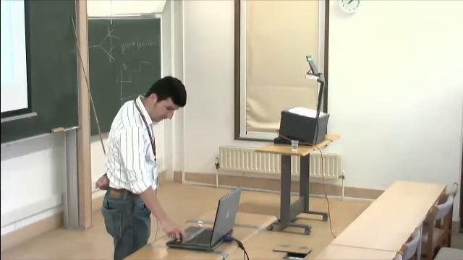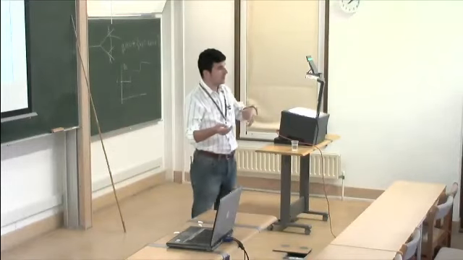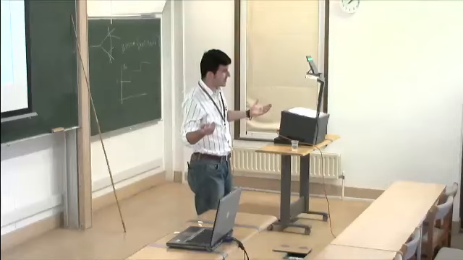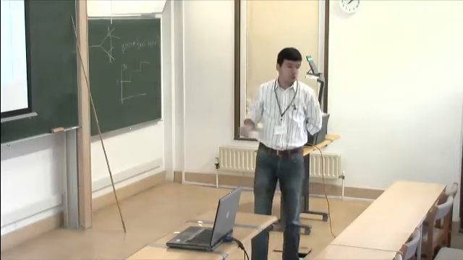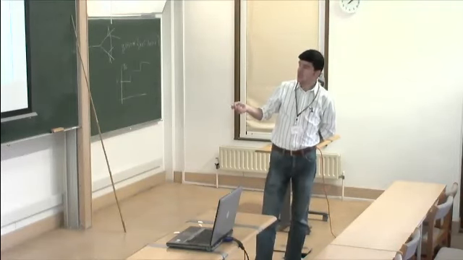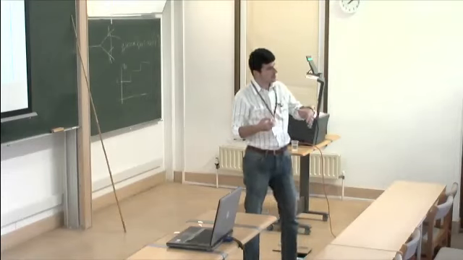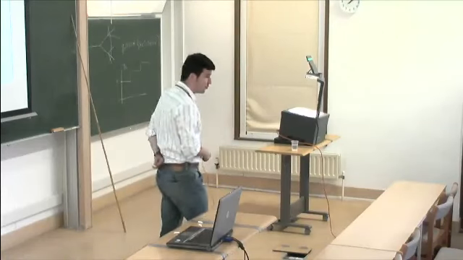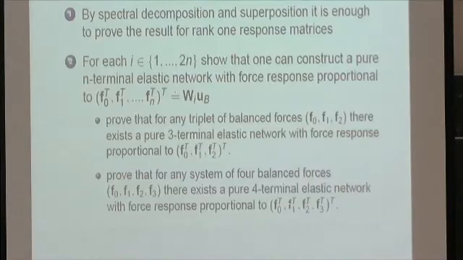for W. How do you construct a network to have a response proportional to any given set of balanced forces? And we do this in steps. First, we start with a three-terminal network, and you can build up on previous work in the literature to show this. The open question, though, was for four-terminal networks. How do you show that there is a four-terminal network within the plane to achieve any balanced system of four forces?